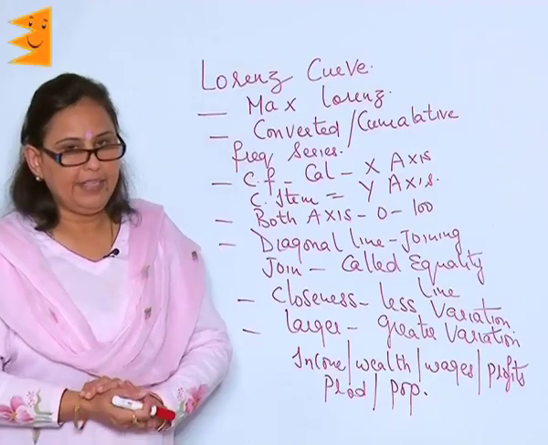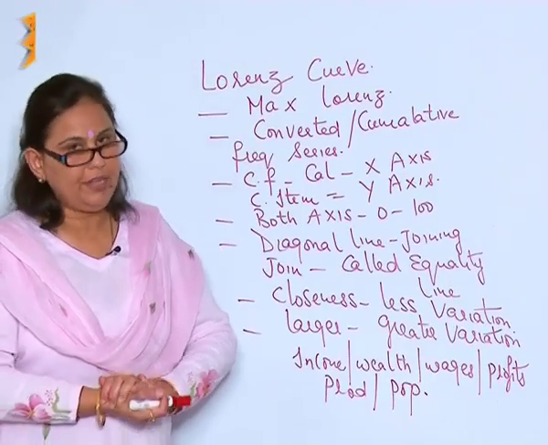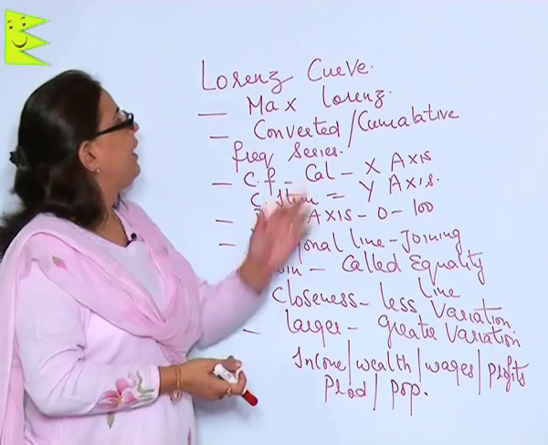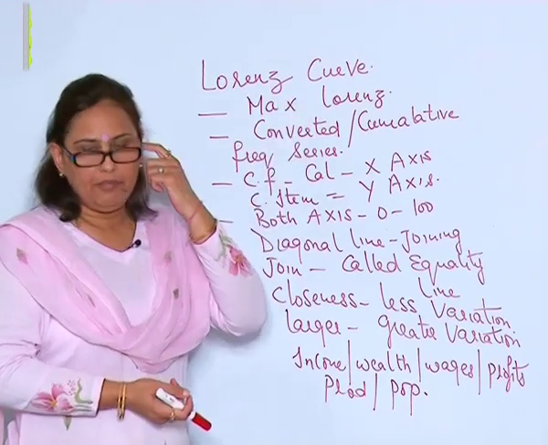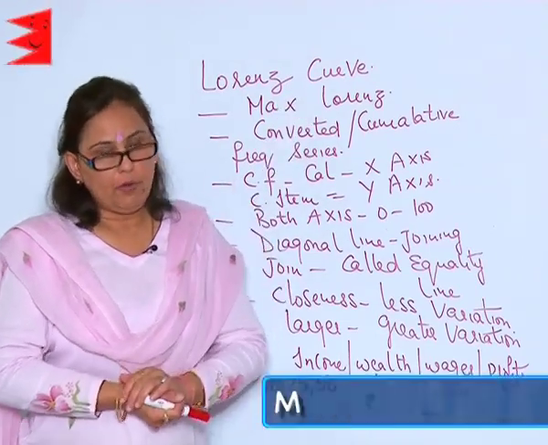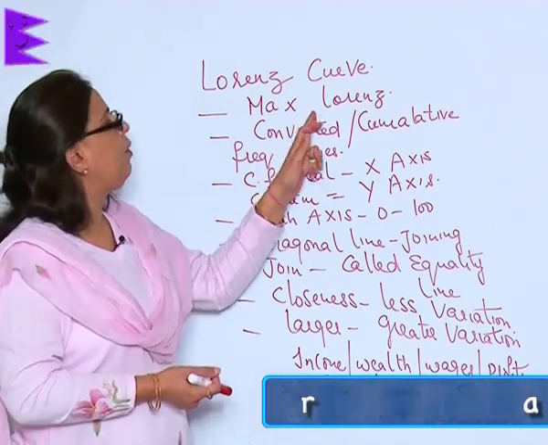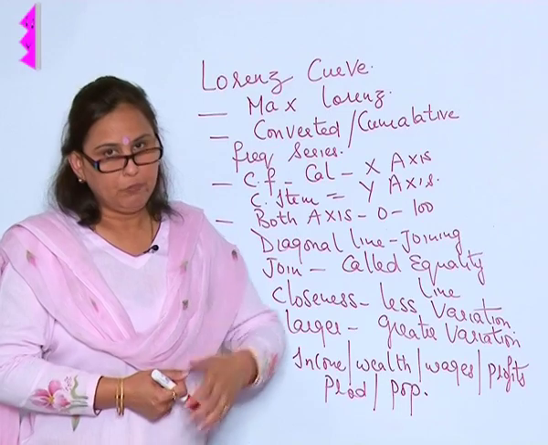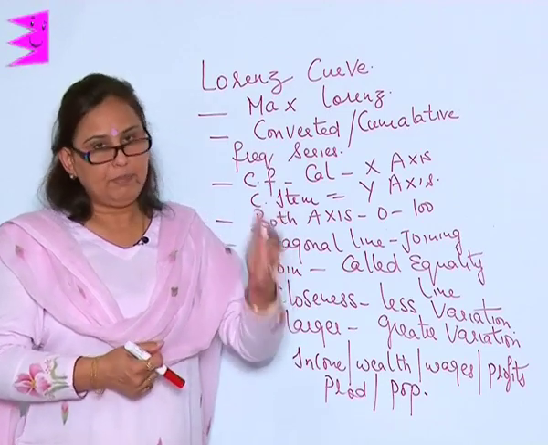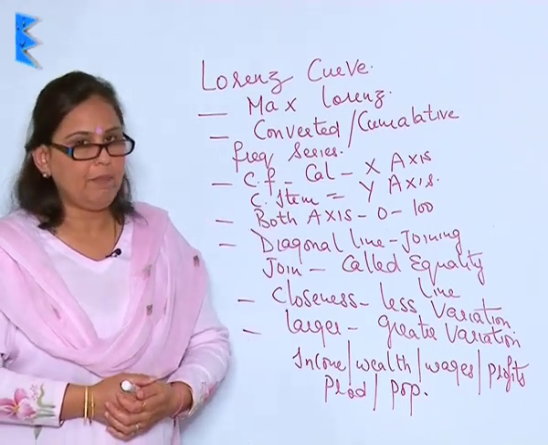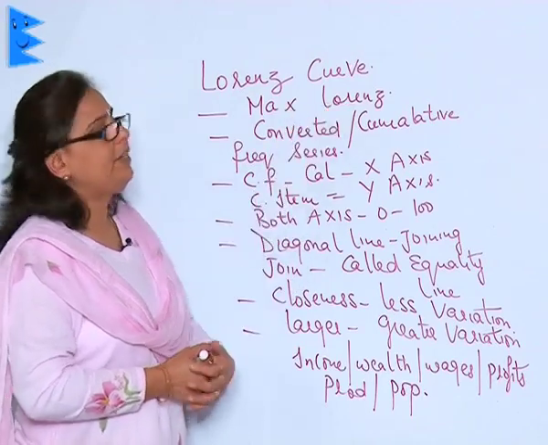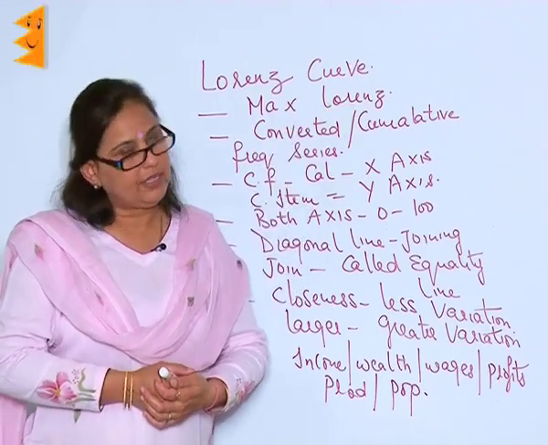The fifth and the last method of measuring the measures of dispersion is called the Lorenz curve. This Lorenz curve was actually studied and first used by a man called Max Lorenz, so hence this has been attributed to his name, and thus the curve has been called the Lorenz curve.